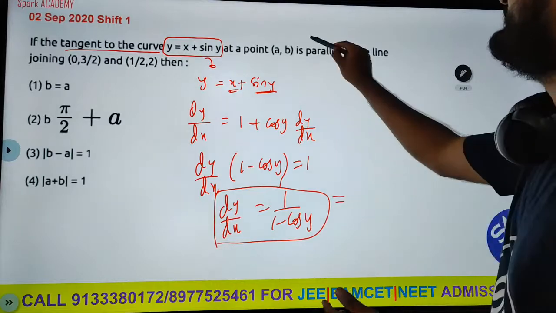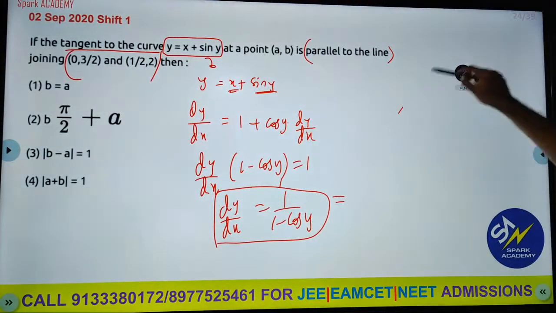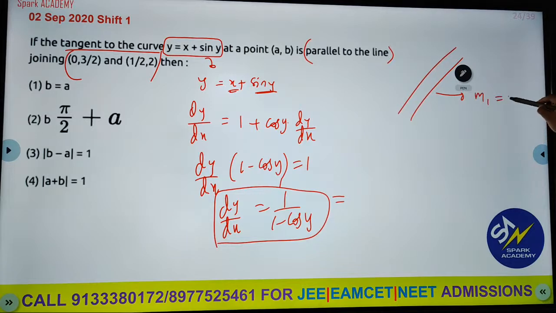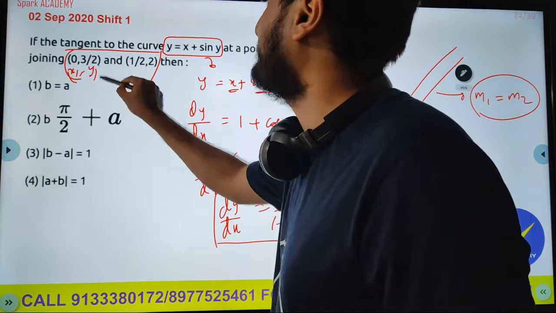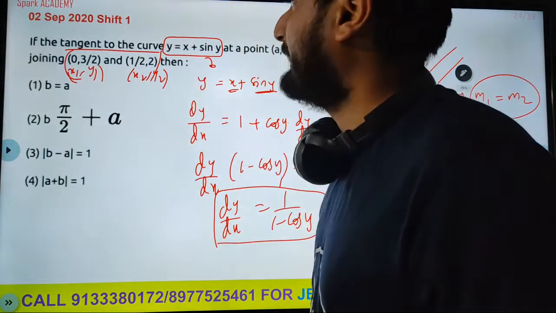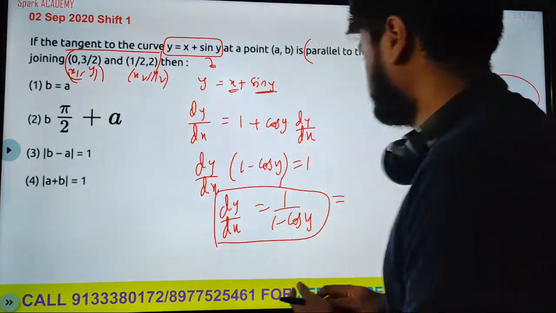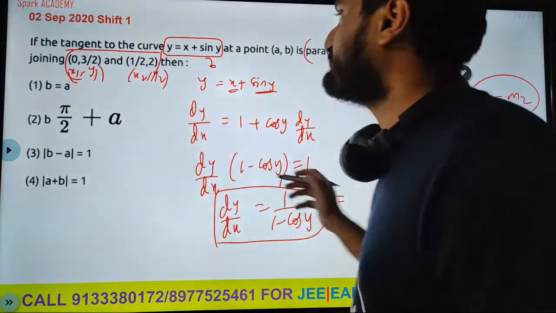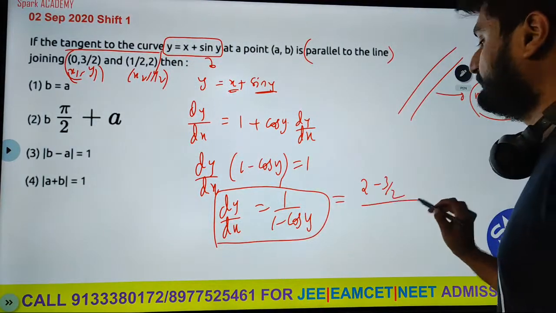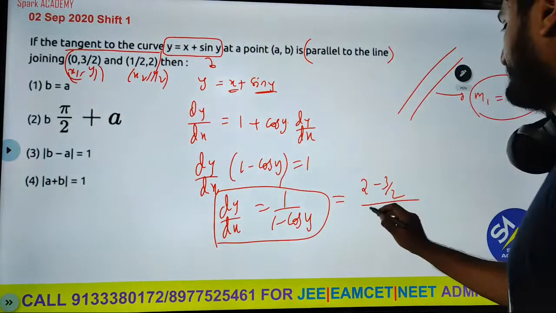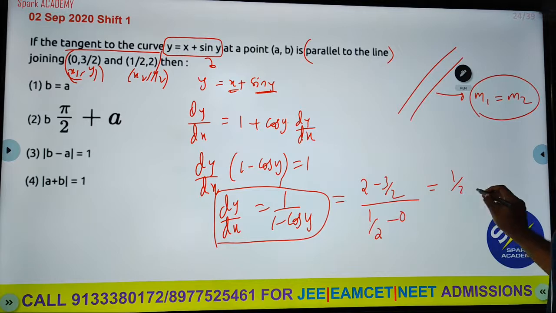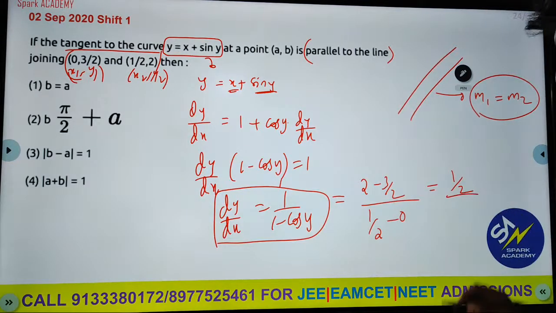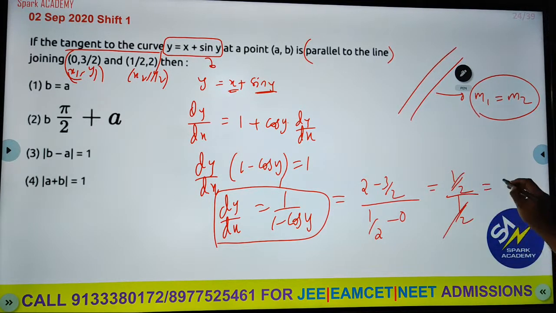Now this is parallel to the line. So what is the parallel condition? Two slopes parallel to each other means slopes are equal. And how do you write the slope formula? This is like x1, y1, this is like x2, y2. So just substitute. y2 minus y1 is 2 minus 3 by 2, whole divided by x2 minus x1, which is 1 half minus 0. So this is 4 minus 3 is 1 by 2, whole divided by 1 by 2. If this is cancelled, slope is 1.